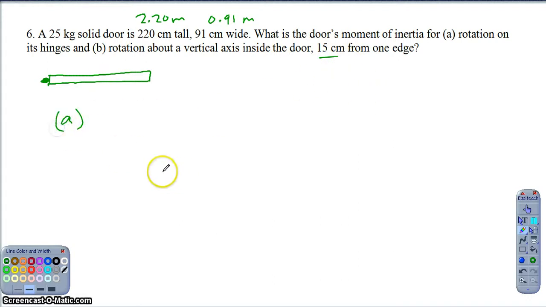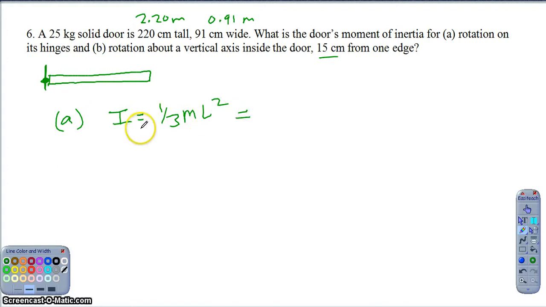Well, for part A here, I'm doing the moment of inertia about the hinges, right? And so this is essentially then a rod. It's a thin rod here that's being pivoted around one end, right? So that's what we want to be thinking of this as. So if you look at your information sheet, you've got the moment of inertia for a thin rod pivoted around one end as being 1/3 ml squared, right?